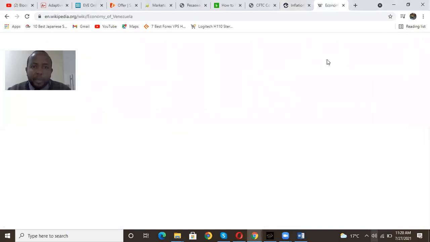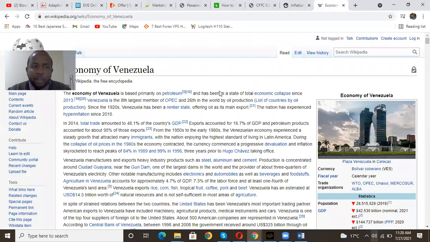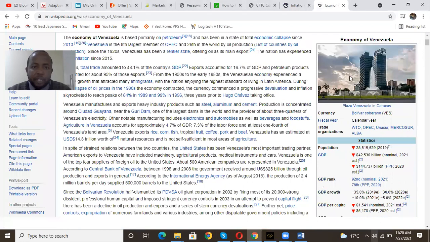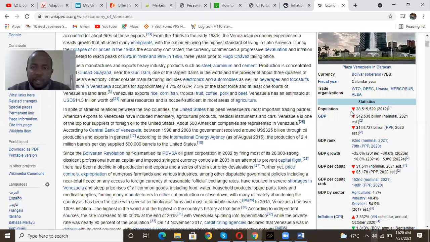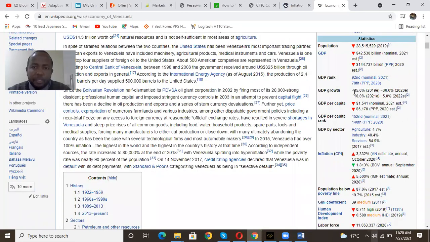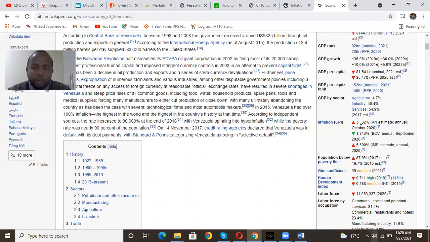So this is one economy that has been really hit by inflation. I think you can see, guys, everything is red. You can see population, GDP. All I needed you to see is that they have been reporting negative GDP growth. So there was a collapse of their prices, and that's what caused it, because they devalued their currency. And you can see inflation has hit almost 3,000%, which is really, really bad.